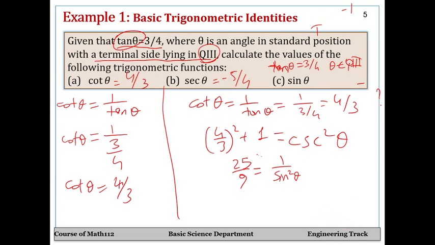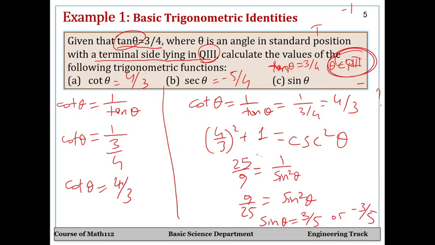This means sine squared theta is equal to 9 over 25. So we have two options here. Sine theta is 3 over 5 or minus 3 over 5. But the thing is, theta is in Q3.